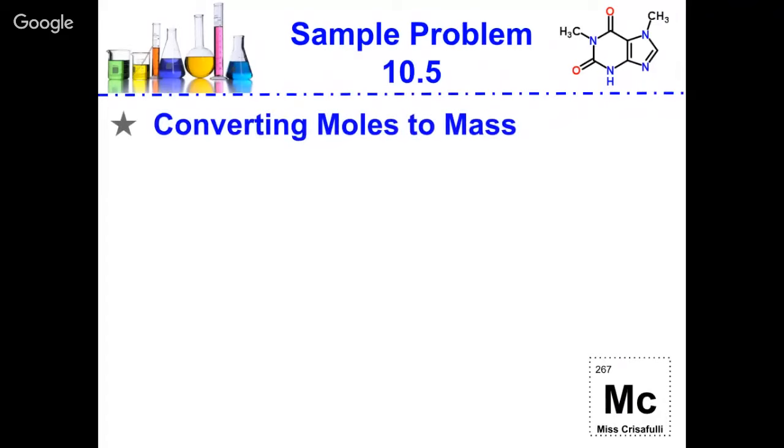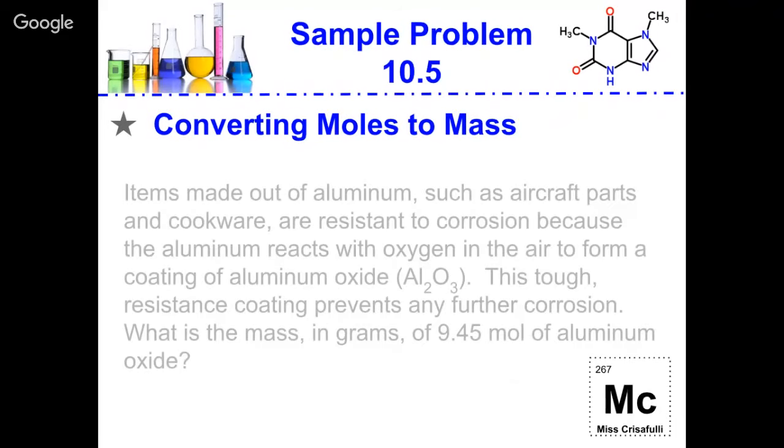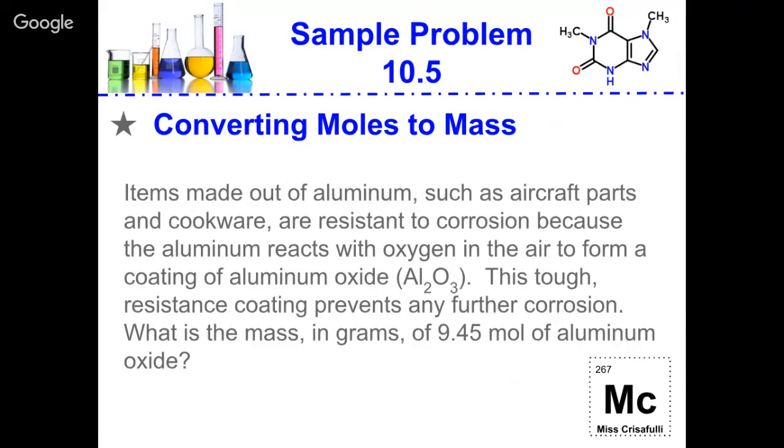So let's look at an example problem. Let's convert moles to mass. Items made out of aluminum, such as aircraft parts and cookware, are resistant to corrosion because the aluminum reacts with the oxygen in the air to form a coating of aluminum oxide. This tough, resistant coating prevents any further corrosion. What is the mass in grams of 9.45 moles of aluminum oxide?